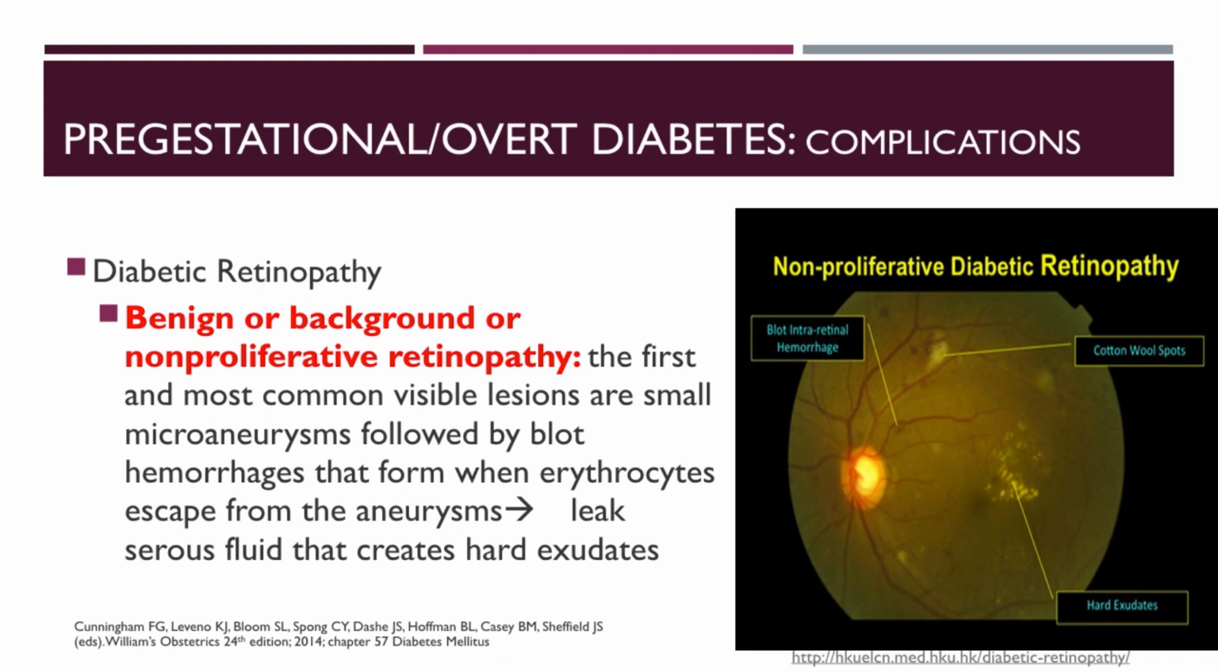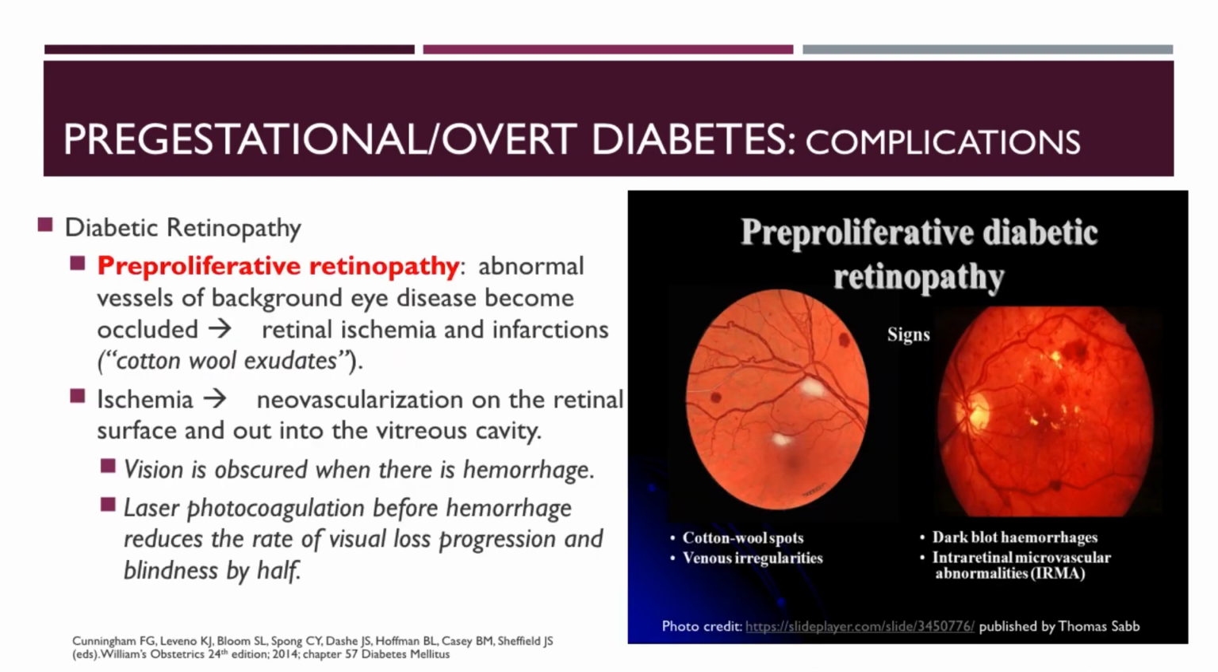Diabetic retinopathy may manifest in several stages, and the first is benign or background or non-proliferative retinopathy. The first and most common visible lesions are small microaneurysms followed by blood hemorrhages that form when erythrocytes escape from the aneurysms, and these may lead to a leak of serous fluid that creates hard exudates.